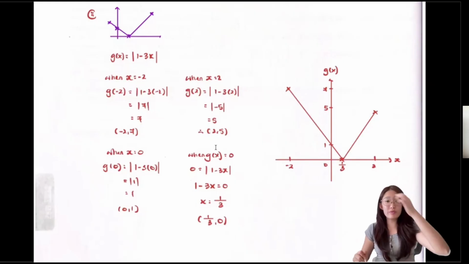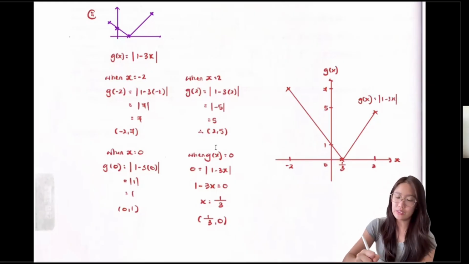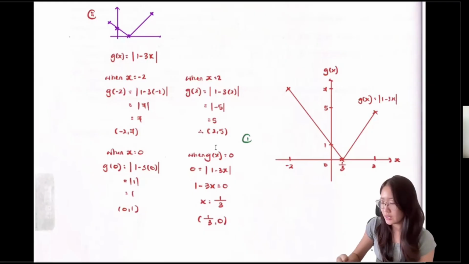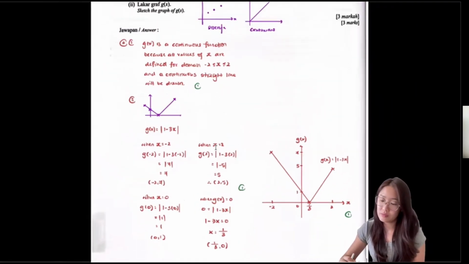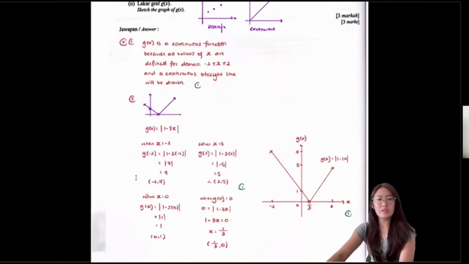See, a V-shaped graph. Once you're done with everything, label the name of the function and finish. So here, 2 marks. All the calculations here, and another mark, 2 marks. Very simple.